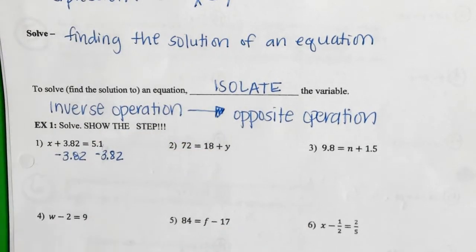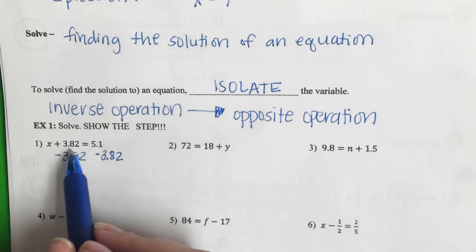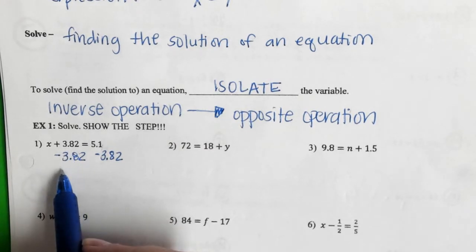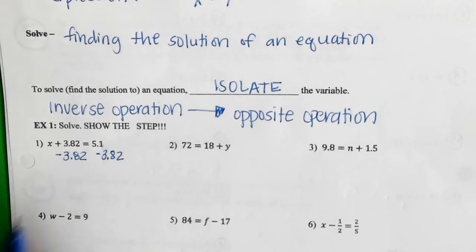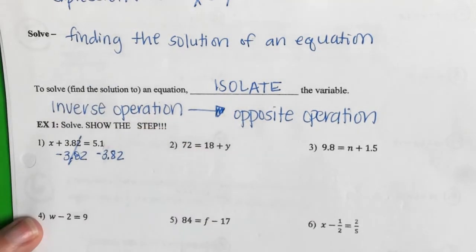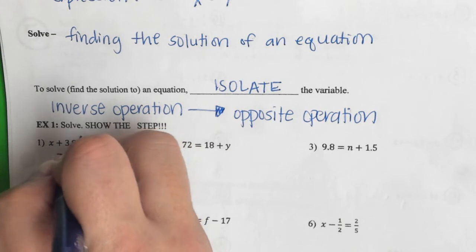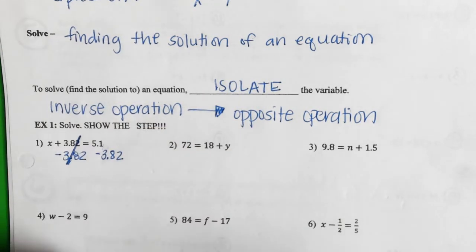All right, now, if I look at this, and let's say this is $3.82, and I subtract $3.82, what do I have? 0. And the identity property tells me that x plus 0 equals x. So these just cancel each other out. And yes, I want you to show every little step, just like I'm doing.